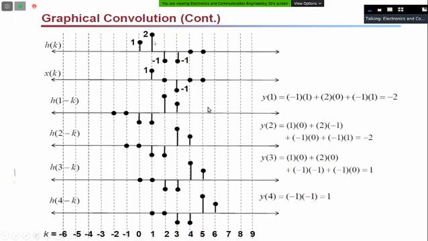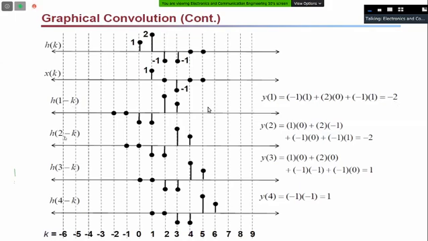So this was your hk. Now this point will come, if you see here, because what is the flipped version? The flipped version will actually shift towards right. But if you have to implement h of 1 minus k, the first operation is you will have to fold the sequence hk, then shift it towards right for implementing h of 1 minus k, and you multiply the corresponding values. You will see that y of 1 comes out to be -2.